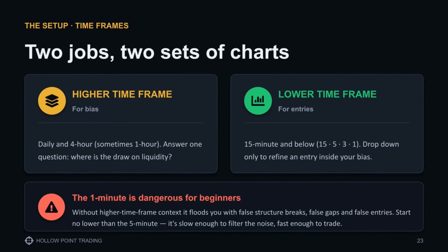When selecting time frames, adopt a dual approach. Use higher time frames like the daily or 4-hour to establish your bias, and lower timeframes like the 5-minute to refine your entry. Avoid the 1-minute chart as a beginner. It's often too noisy to navigate effectively.